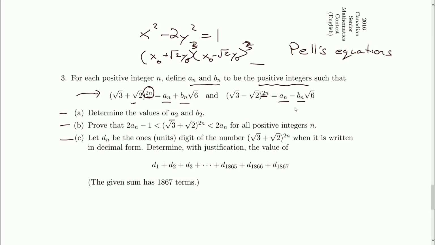So determine the values of a2 and b2. Okay. B part, prove that 2 times an minus 1 is... Okay, so we've got an interesting little range here. And C, let dn be the ones digit of the number when it is written in decimal form. Yikes. But I'm guessing the B part will help me figure out what that ones digit should be. So we get the ones digit. Determine with justification the value of the sum of all the ones digits.